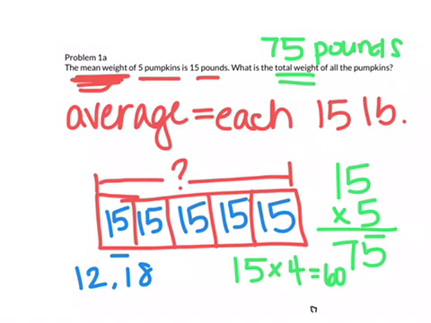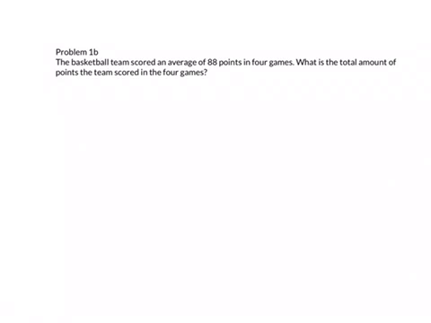I'm going to do another one exactly like this on the next slide to give you one more chance to practice. Okay, so here's another one. Pause it and try to solve it, and when you're done, you can come back and join me. Okay, let's look at this problem. The basketball team scored an average, I used a different word this time instead of mean, I used the word average, of 88 points in 4 games. What is the total amount of points the team scored in the 4 games?